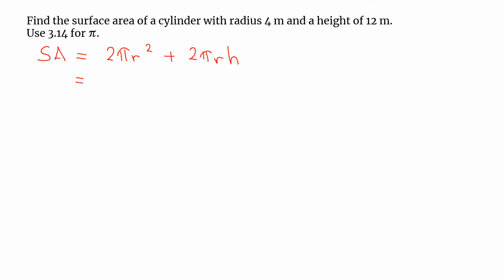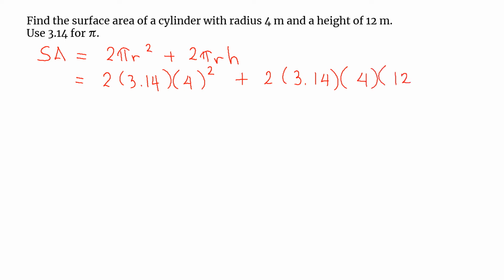So, following the formula, 2 is 2, and then instead of pi, we'll be using 3.14. Okay? Then, since the given radius is 4 meters, so write 4, then squared, plus, we have 2 here, and then pi is 3.14, and then the given radius is 4, and the given height is 12. So if you notice, pinalitan lang natin yung bawat corresponding letter dun sa kanyang value na ibinigay.